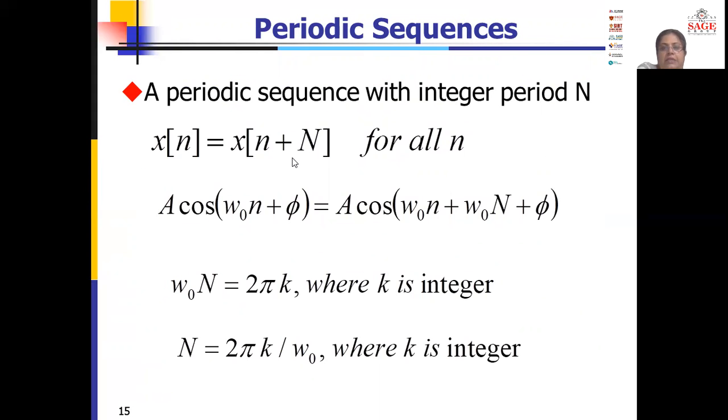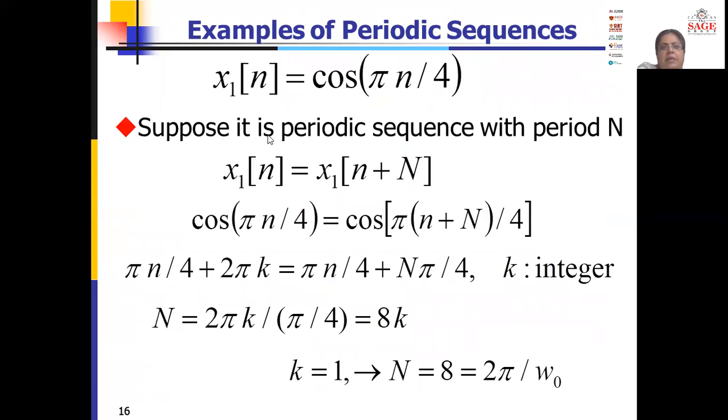Now we can consider periodic sequences, a periodic sequence with integer period N, and here also we can represent the periodic signal sequence. Periodic means which will repeat its sequence after a regular interval. For example, this is a periodic sequence.